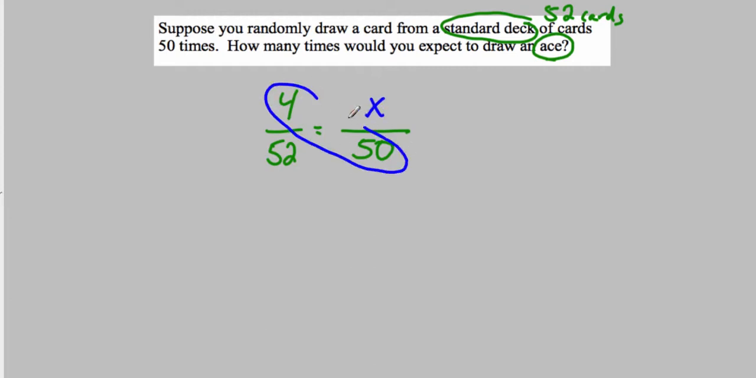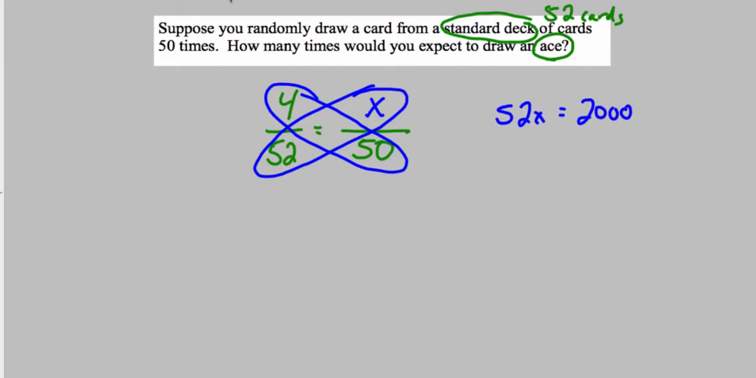We multiply along our diagonals, and we get 52x is equal to 200. Solve our equation. Yes, you have to show me your proportion in your work. And here we would get 200 divided by 52. And that would give me 3.84. And it's a big long decimal, so we'd round that up to 4.